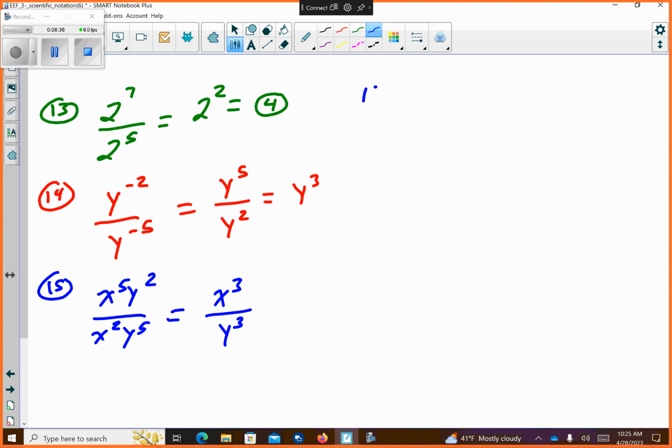Number 16. I get 3x to the 7th over 6x to the 5th. Okay, let's reduce. 3 goes into itself once, goes into 6 twice. So I'm going to get a 2 on bottom. Tug of war with the x's. Who wins, top or bottom? Top by how many? There you go. X squared over 2.